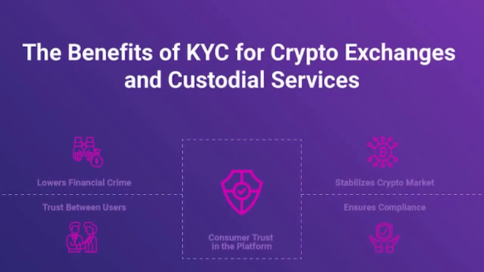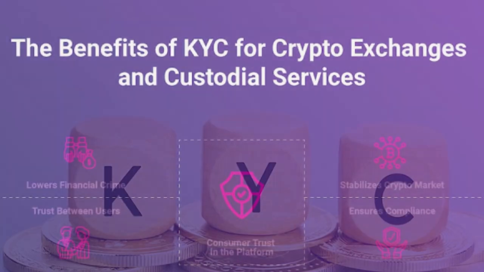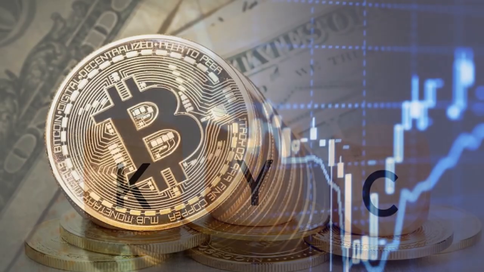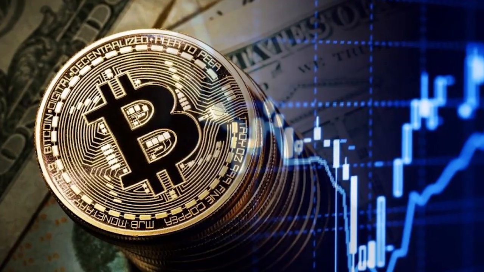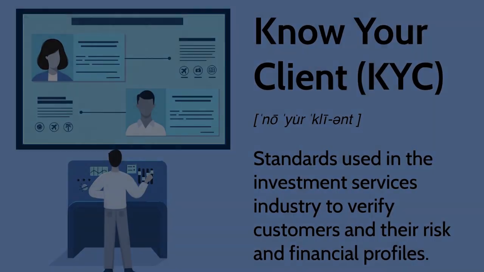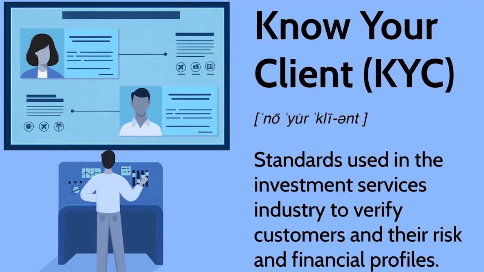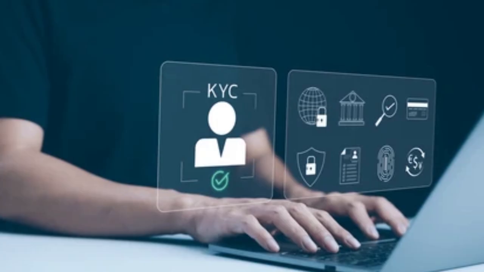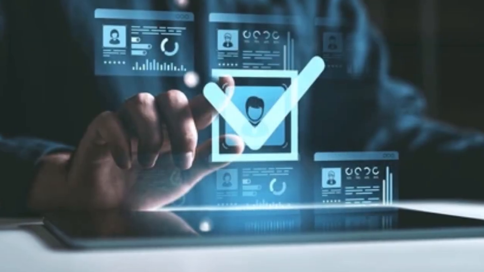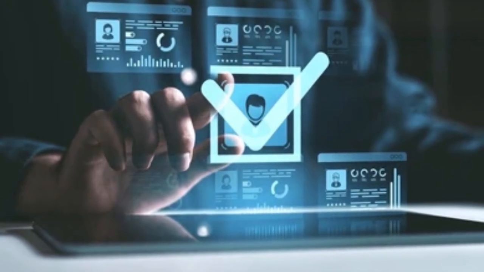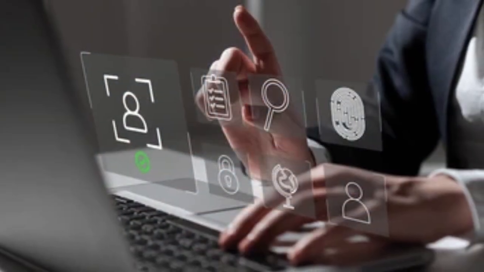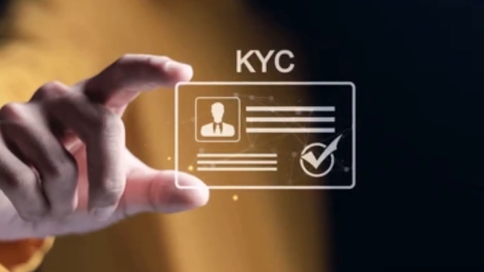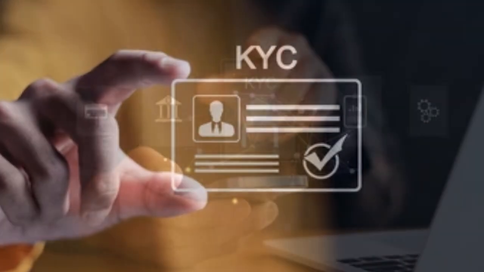Now let's talk about what happens behind the scenes once you've submitted your documents. Exchanges use a combination of automated technology and manual checks to verify your identity. On the automated side, they use tools like optical character recognition, or OCR, to scan the text from your ID and match it with the information you entered. They also use AI-powered fraud detection to analyze the photo of your ID for any signs of tampering, forgery, or digital alteration.